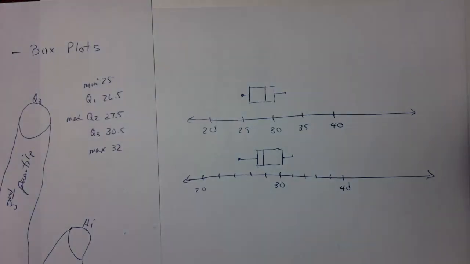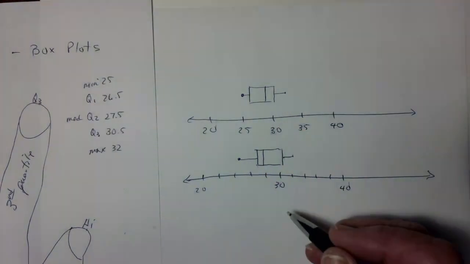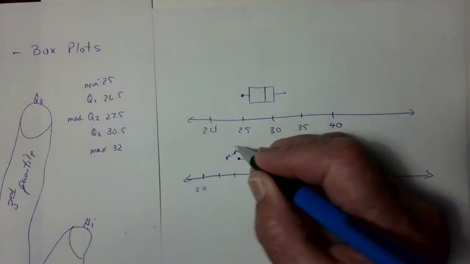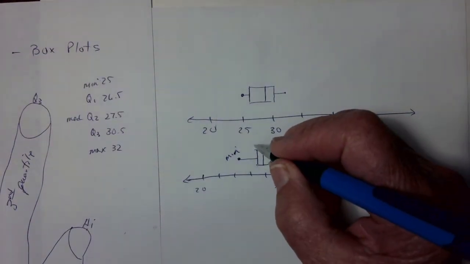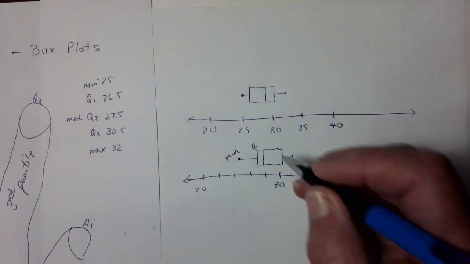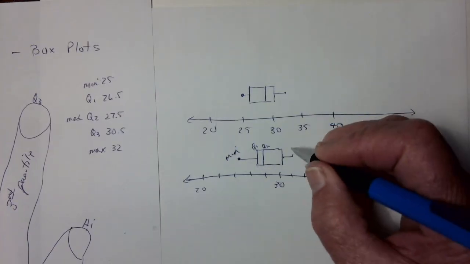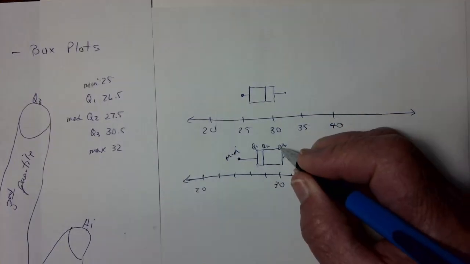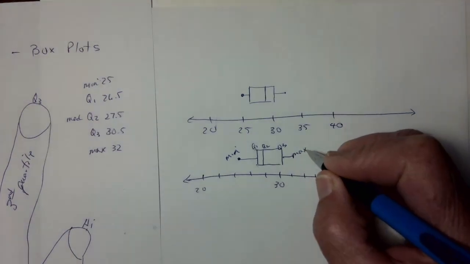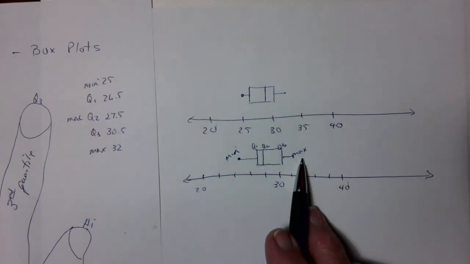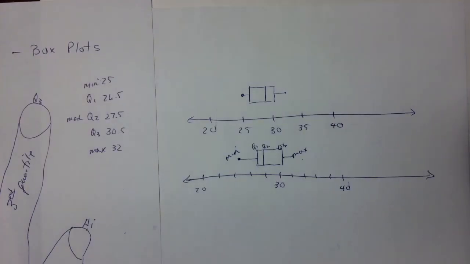Okay, so this is the point I want to make. This is my low or my minimum value. This is my Q1. This is my median or my Q2, this line. This is my Q3, and this is my max on this end. Five-finger statistics.